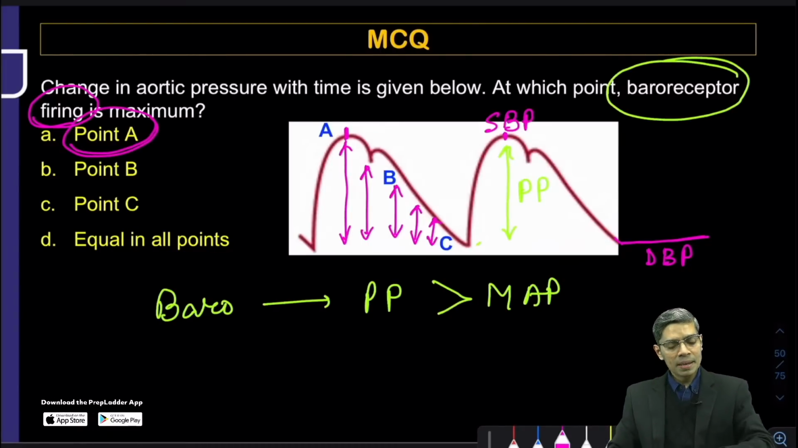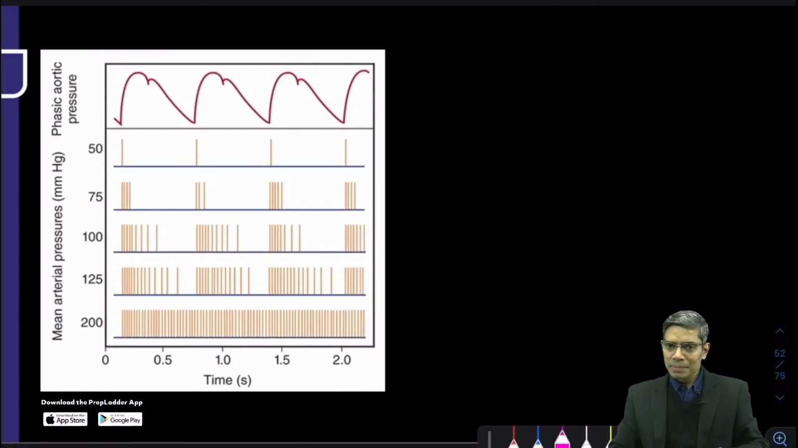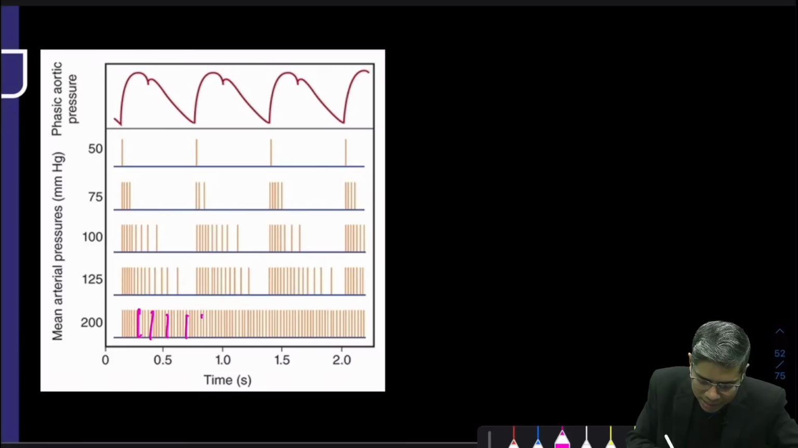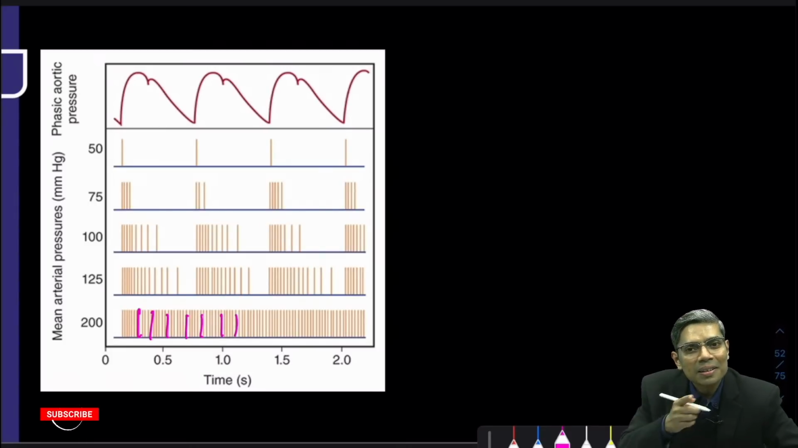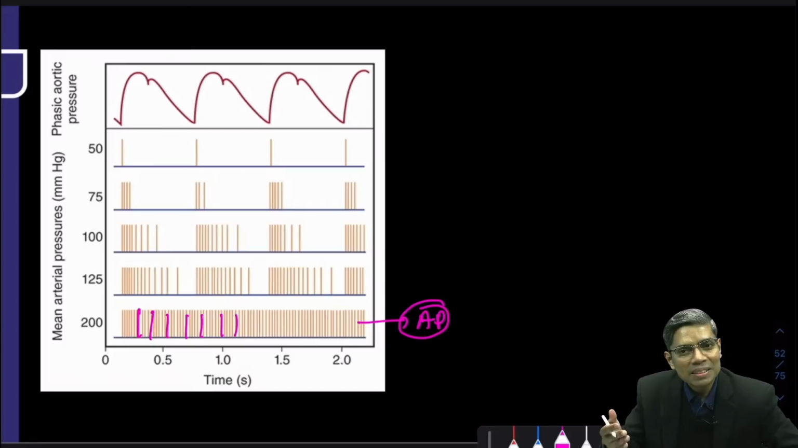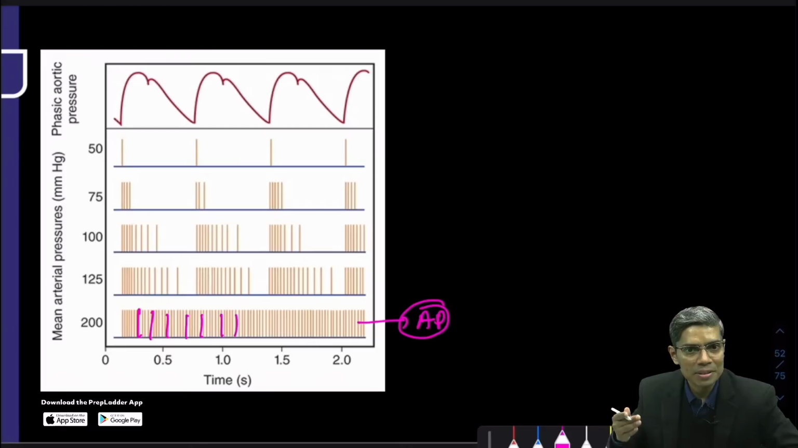Answer. Okay? If you do not believe me, look at this diagram which is taken from Ganong. This kind of single line we have already seen in receptor adaptation. These lines are nothing but action potentials. More action potentials mean more activation of baroreceptor.